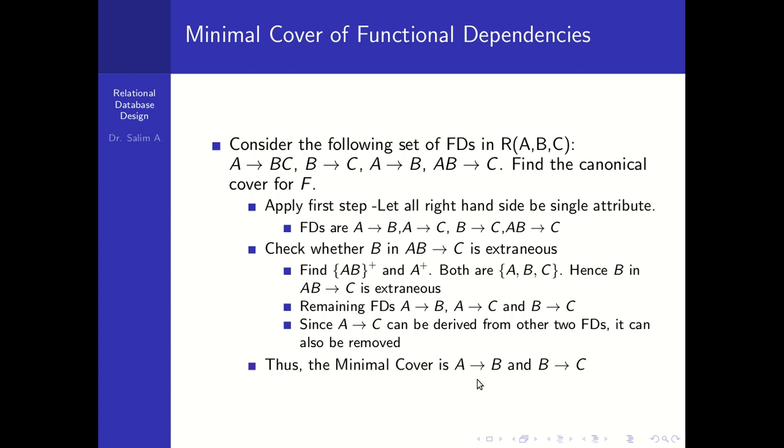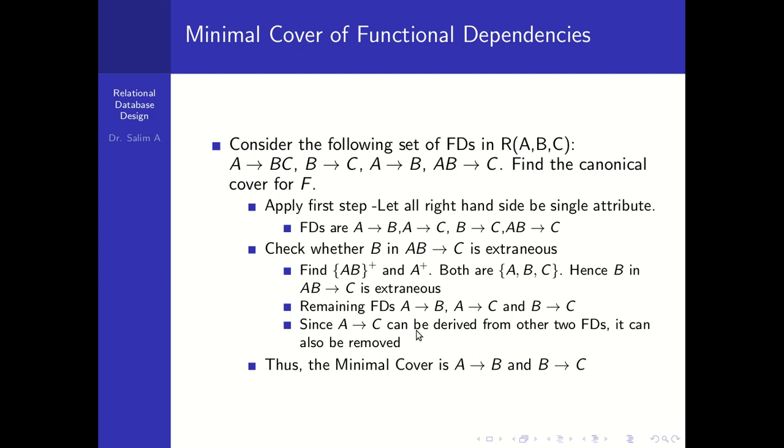Therefore, minimal cover or canonical cover of the given set of FDs: you have a set of FDs, and from that we find out the bare minimum set of FDs. A determines B and B determines C are the minimal cover of this set of FDs. Therefore, three steps. First step is apply the decomposition rule. Second step is check whether an attribute is extra. Third, check whether an FD itself is extra.